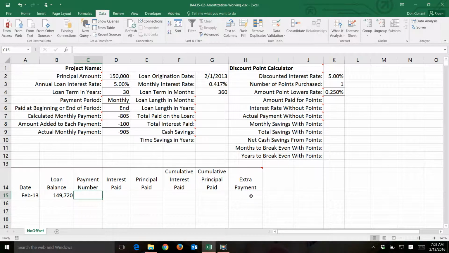In this column, we're going to count the number of payments that we make. And this is the first payment, so I'm just going to put a 1 in here. We'll assume that there's always going to be a first payment.